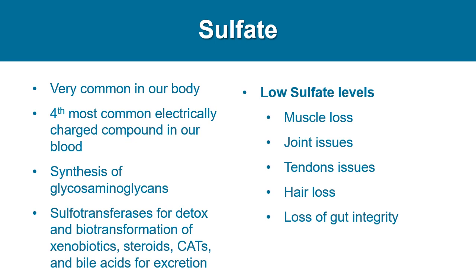You can see on this slide that even the synthesis of glycosaminoglycans relies on sulfur, and you understand that IC is often due to an impaired GAG layer. You also need sulfur for detoxification of xenobiotics and steroids and things like that. And so low sulfate levels, as you can see, can cause all of these conditions.